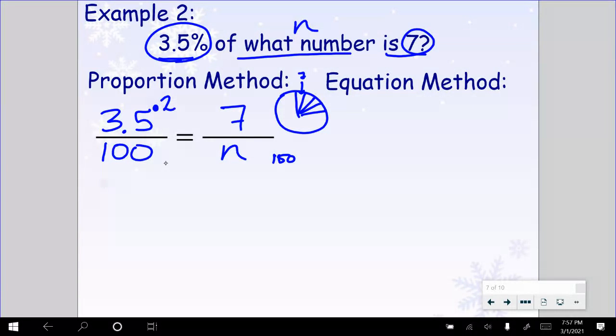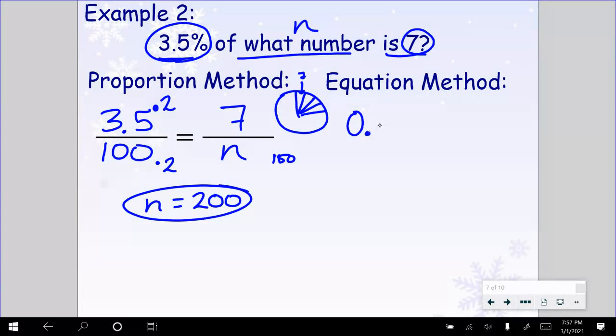3.5 times 2, 100 times 2. Well, that one was not bad at all. Meanwhile, equation method: change 3.5% into decimal form. Again, you have 3%, that's 3 hundredths, and another part of a cent or part of a hundredth, that would be in the thousandths, right? So 35 thousandths times some missing number is 7.